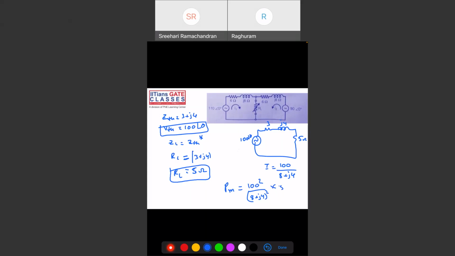8 plus J4, modulus of 8 plus J4 is square root of 8 squared plus 4 squared, and then you can find the value of maximum power.